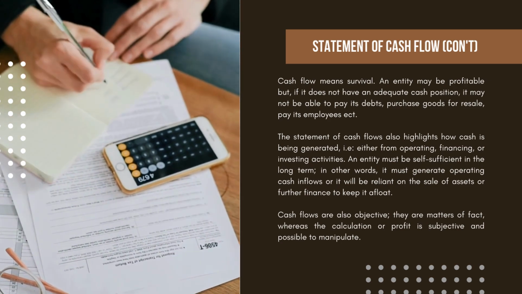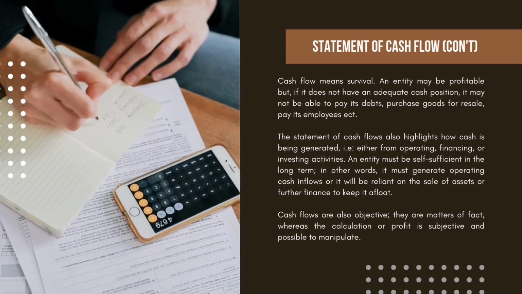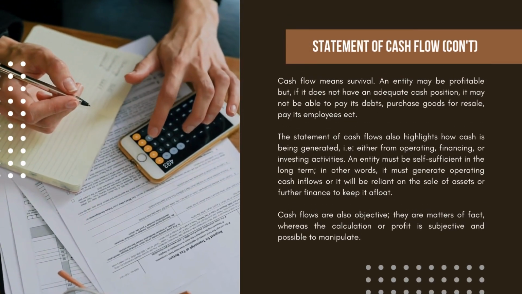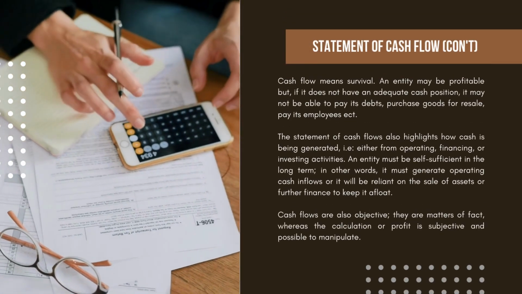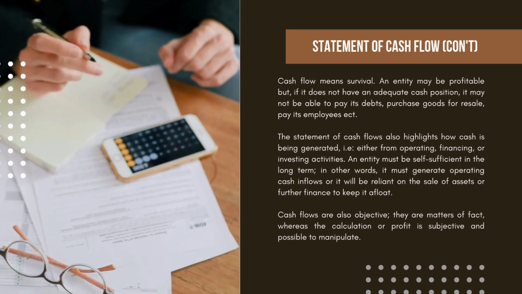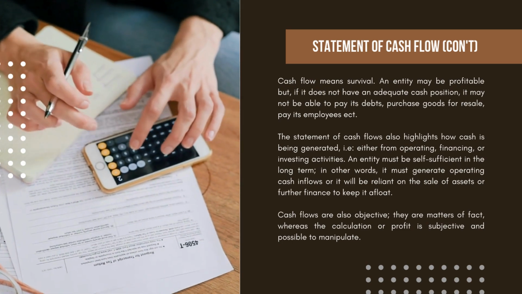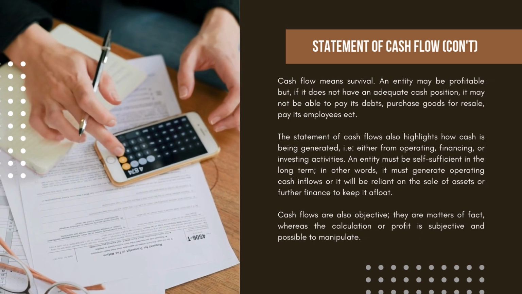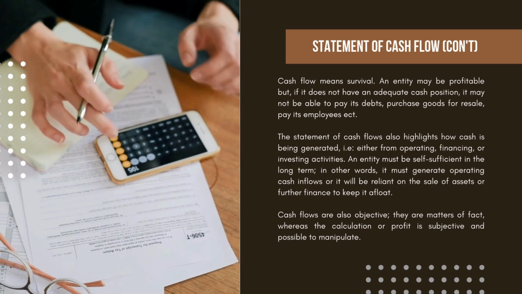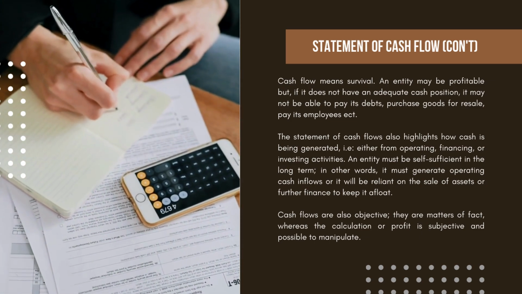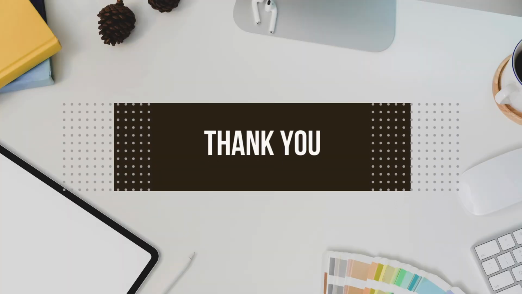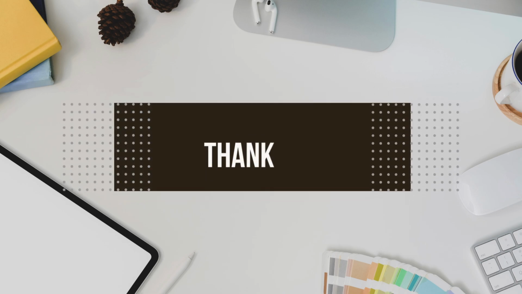An entity must be self-sufficient in the long term. In other words, it must generate operating cash inflows, or it will be reliant on the sale of assets or further finance to keep it afloat. Cash flows are also objective. They are a matter of fact, whereas the calculation of profit is subjective and possible to manipulate.